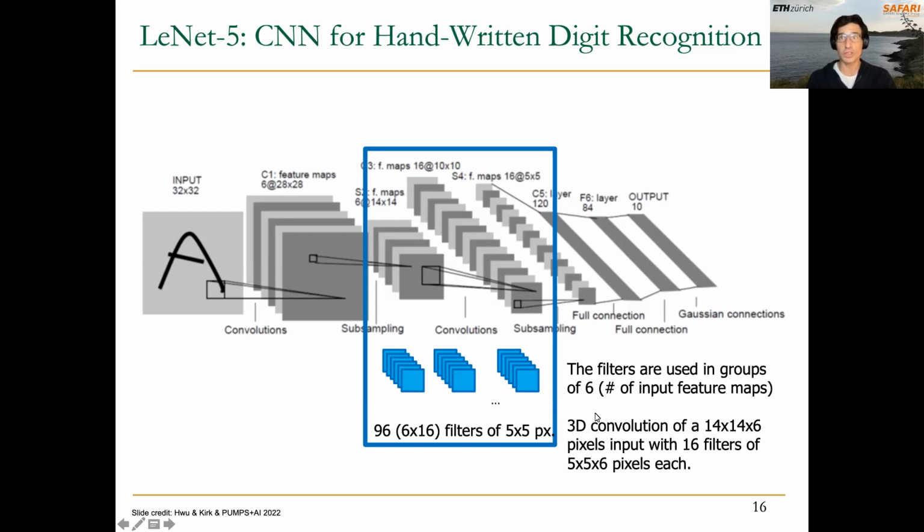So this is going to be the same as doing a 3D convolution of a 14 by 14 by 6 pixel input with 16 filters of 5 by 5 by 6 pixels each, because the filters are grouped in groups of 6, as you can see in the figure.